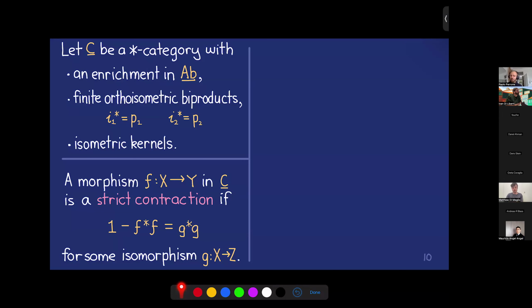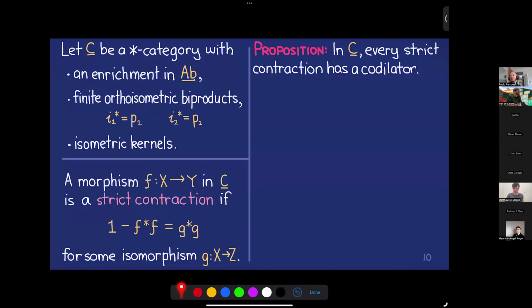I should say that strict contractions don't form a subcategory. And if you want to think about what a strict contraction is within this category of Hilbert spaces and bounded linear maps, it's a bounded linear map whose operator norm is strictly less than 1. So in particular, it's a contraction, but it's strictly contractive in that sense. Okay, so the claim is that in such a star category C, every contraction has a codilator. So how do we prove this?